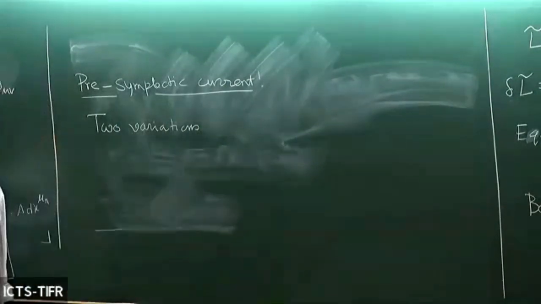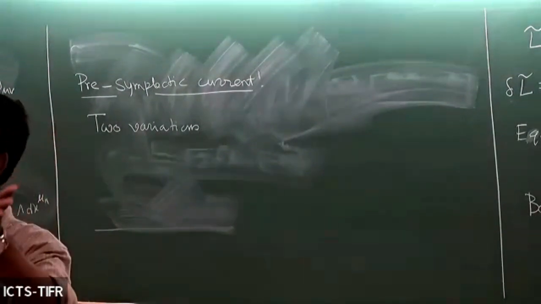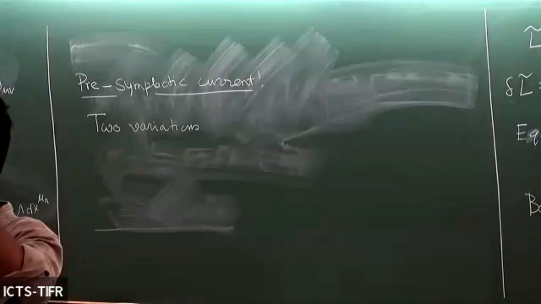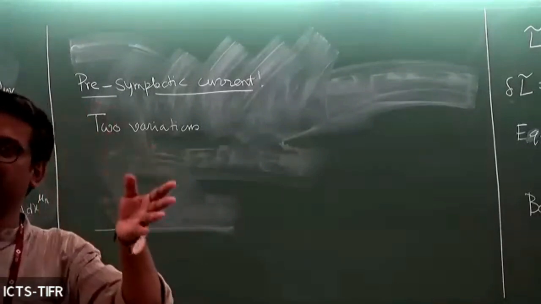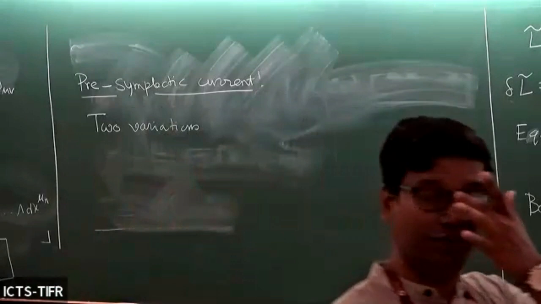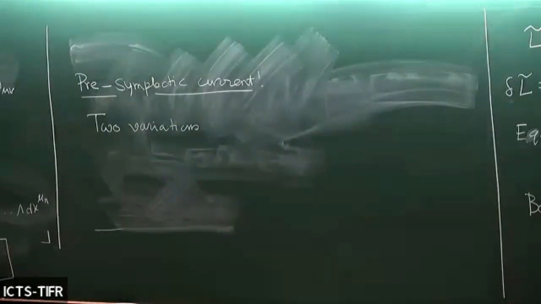So remember, what does the variation mean? I have a configuration of fields. Each point is one configuration of fields. Modulo the asymptotic conditions, smoothness conditions, and whatever, I can move from one point to another point, in different directions.